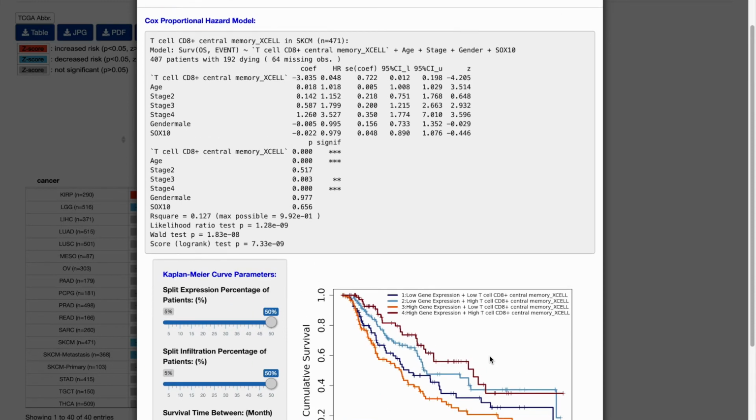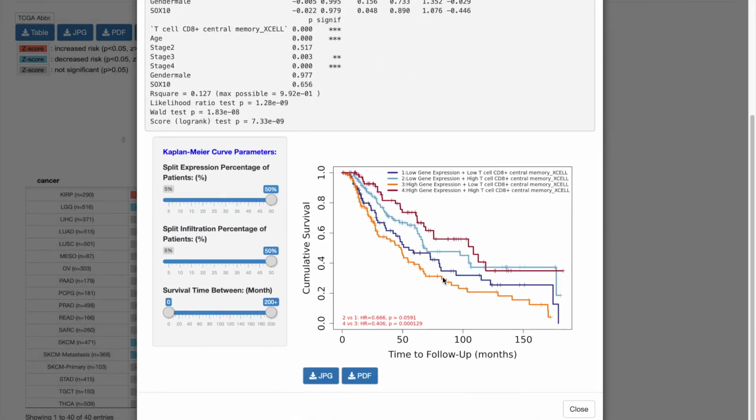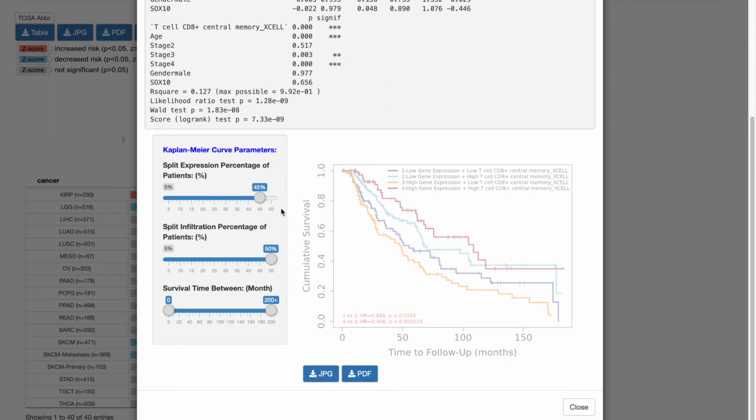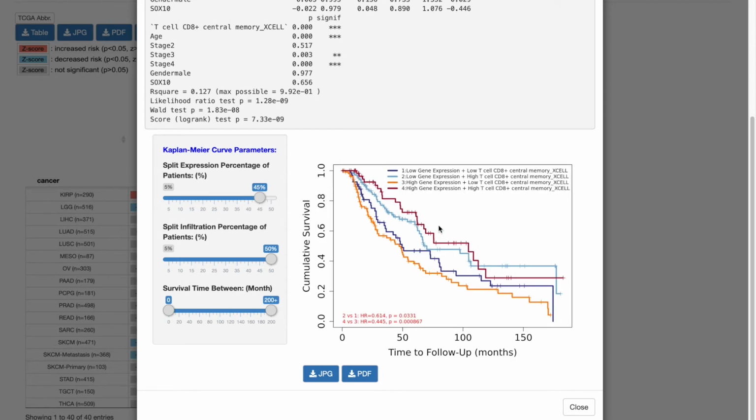As you can see, first, it will generate the detailed information on this Cox-PH regression and also output this Kaplan-Meier plot. In this plot, patients were separated into 4 groups by the SOX10 gene expression and CD8 T cell infiltration. Users can also set the cutoff by themselves. Here, for the expression and infiltration, we just use the median as the cutoff to separate the patients. If you change the cutoff, you can see the figure will change accordingly, as well as the p-value.